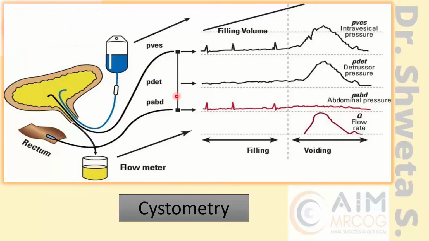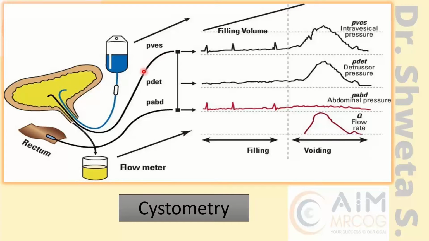So how will you fill the bladder? As you see here, you will fill the bladder through the catheter and then you will measure the pressure. Pves will be the vesical or bladder pressure, Pdet is the detrusor pressure, and Pabd is the abdominal pressure, which you will measure by either a rectal or vaginal catheter. So if you know the Pabd and Pves, you can calculate the Pdet. The system is going to calculate the Pdet by deducting abdominal pressure from the vesical pressure.